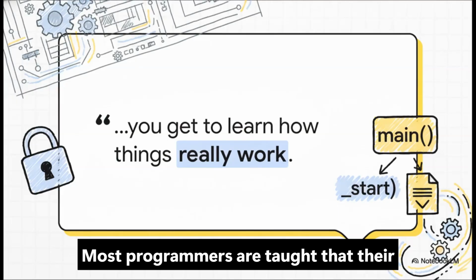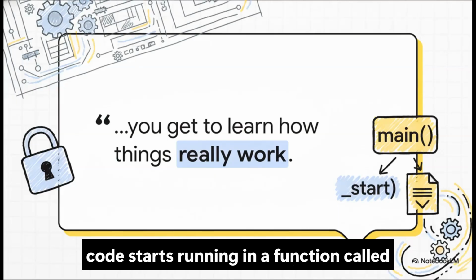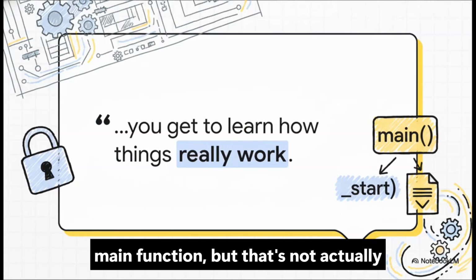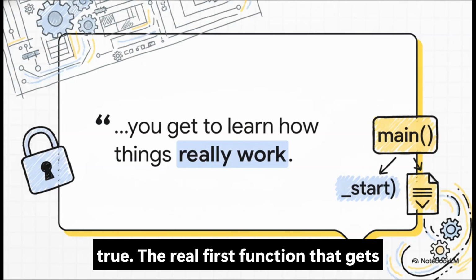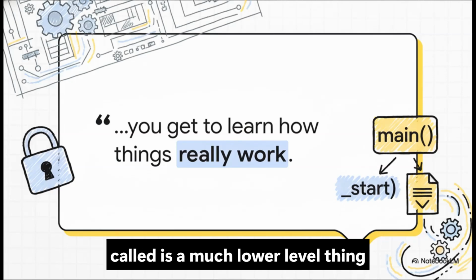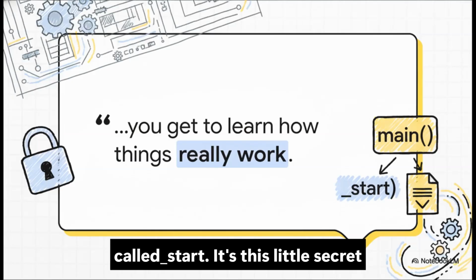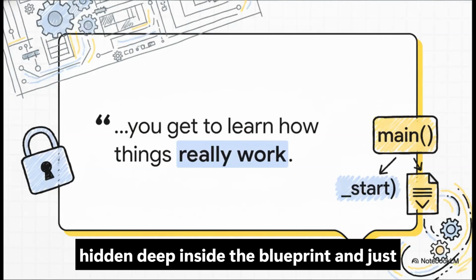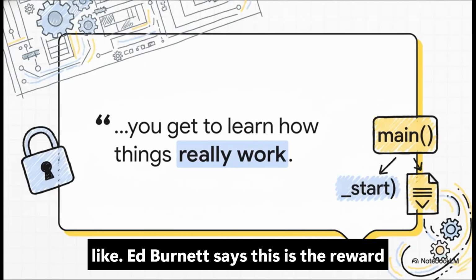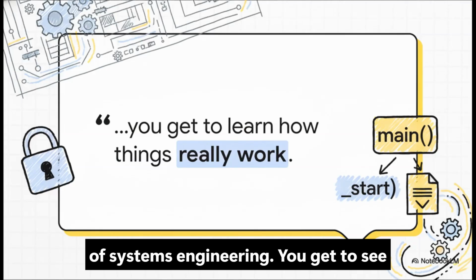And here's a perfect example of why this stuff is just so cool. Most programmers are taught that their code starts running in a function called main. But that's not actually true. The real first function that gets called is a much lower level thing called _start. It's this little secret hidden deep inside the blueprint. And just like David Vernet says, this is the reward of systems engineering. You get to see how things really work.